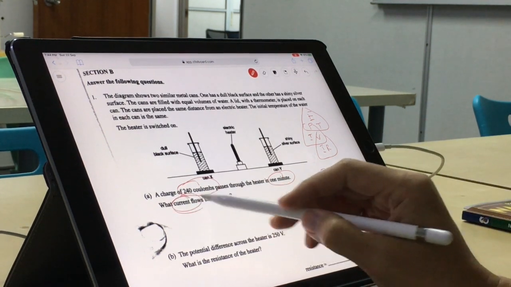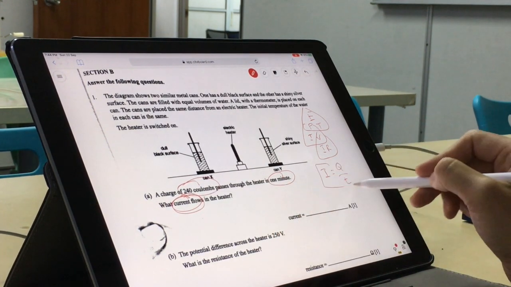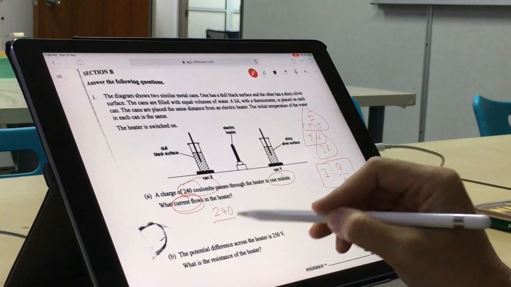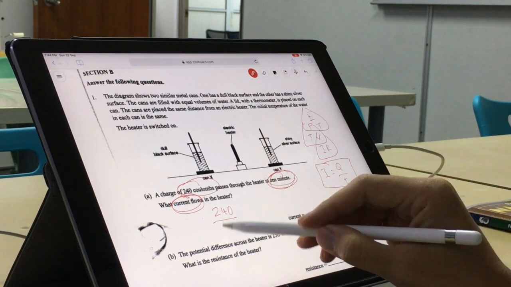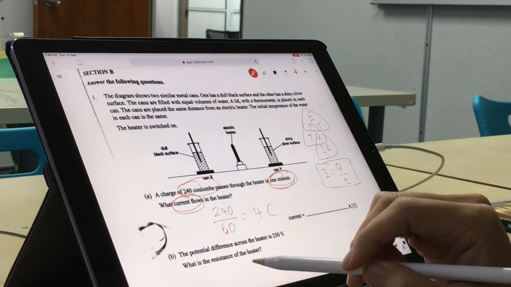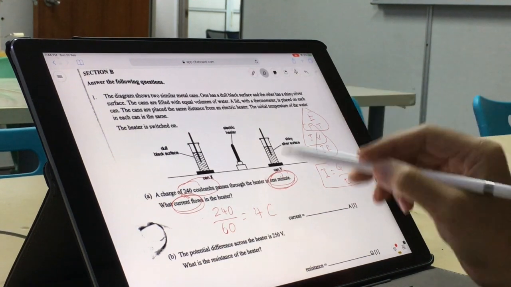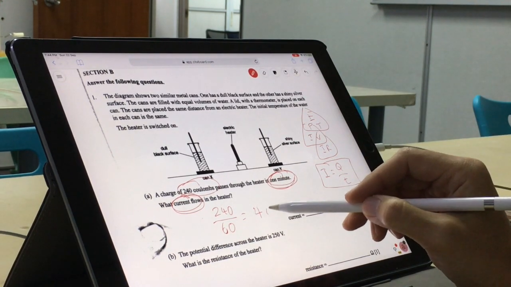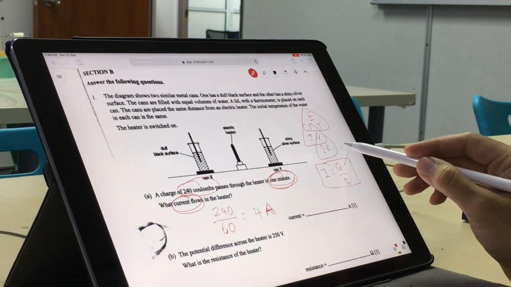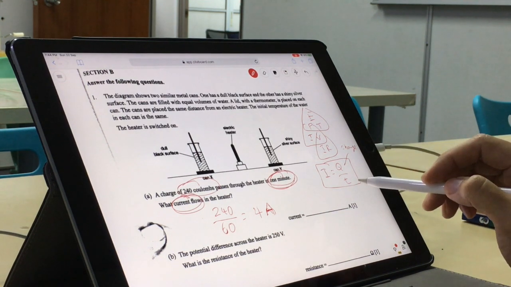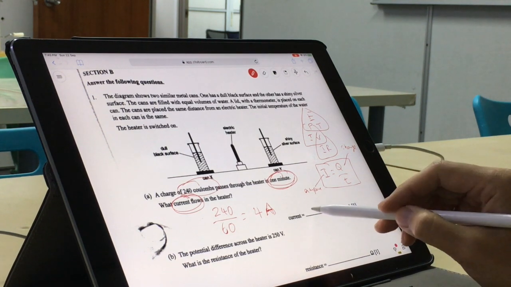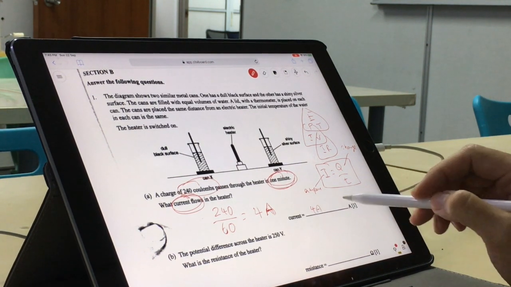Now they want to find current. Current means we have to use this formula. So we take Q, which is 240, divided by time. Time is 1 minute, and 1 minute is 60 seconds. So 240 divided by 60. Charge is in coulomb. Q is charge. I is ampere. So to find the current, the answer is 4 ampere. So you need to know the formula: I equal Q over T.